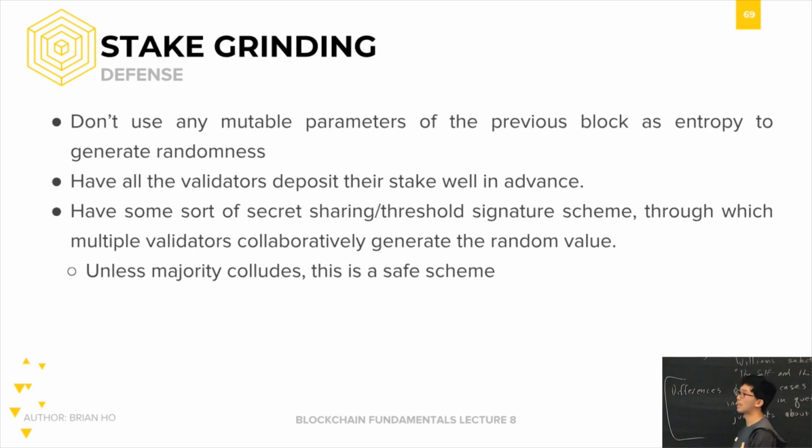So to defend against stake grinding, we might not want to use mutable parameters to determine the randomness for our next validator. If we base our randomness on something that we can change, like the transactions we include in the block or some arbitrary number like a nonce, that will allow people to brute force through combinations to find a block that ensures them as the next validator. Or we can have validators stake well in advance, so they can't know when they'll be chosen as a validator. And we might use something where validators have to collaboratively come up with a random value. Unless they all collude together, this is a pretty safe scheme. Any questions about stake grinding?